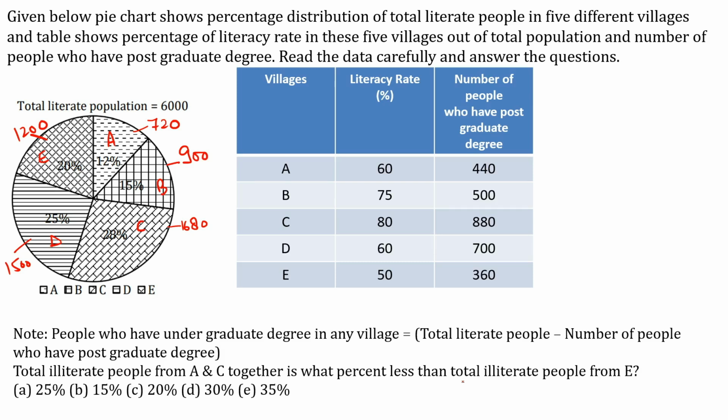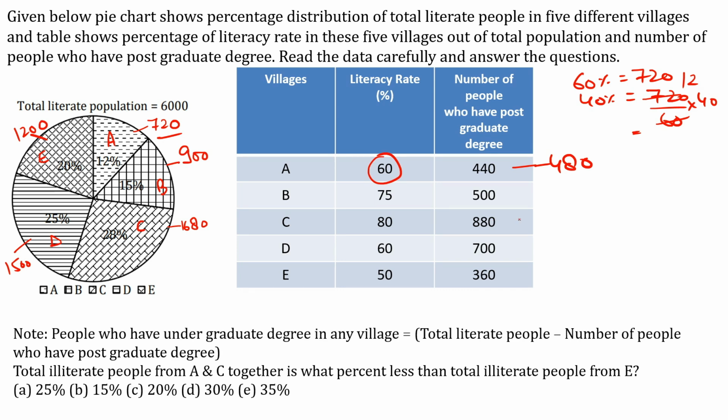Okay, so this is the next question. Total illiterate people from A and C together. So guys, A we have 60% literacy rate, the total literate we have 720, that means 60% is equal to 720. So remaining 40% will be illiterate, 720 divided by 60 multiplied by 40. Okay guys, so this will be 480. So here we have 480.